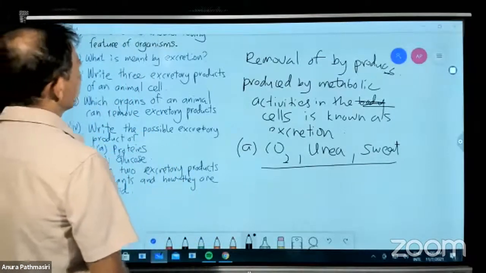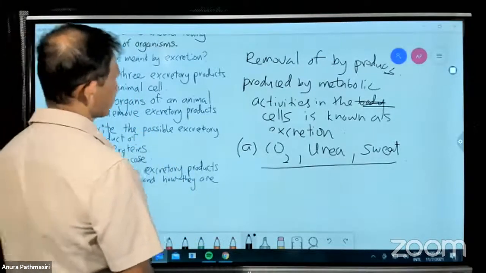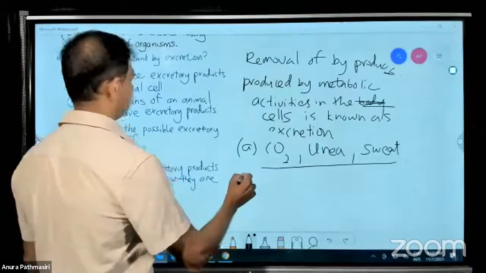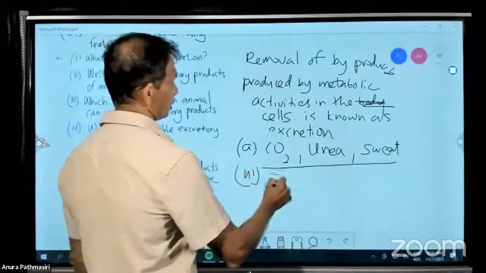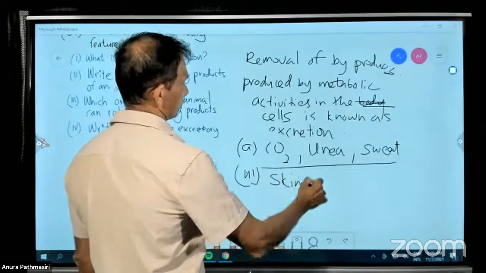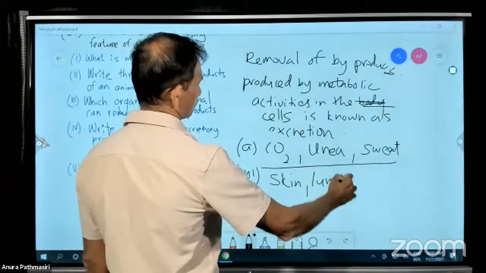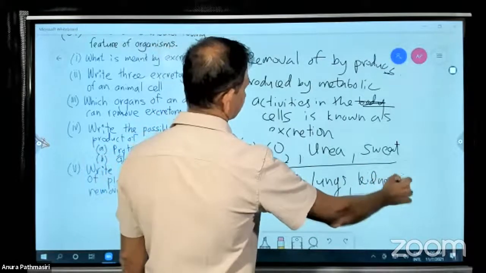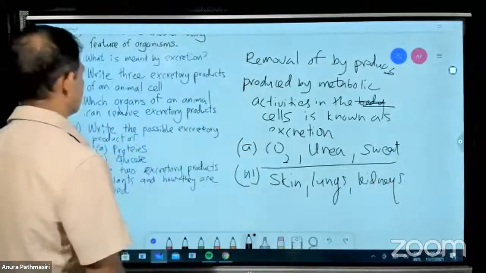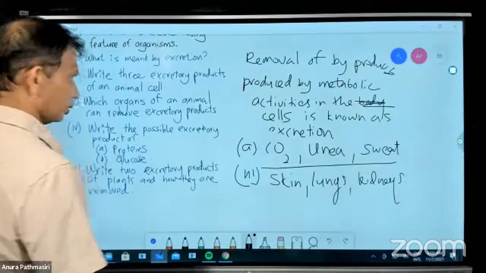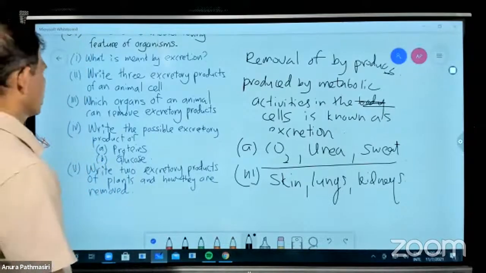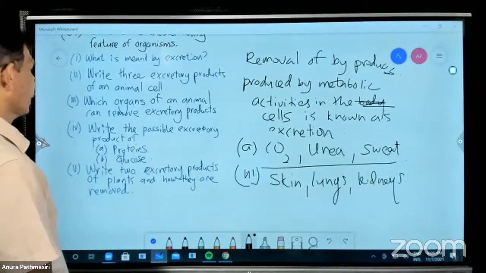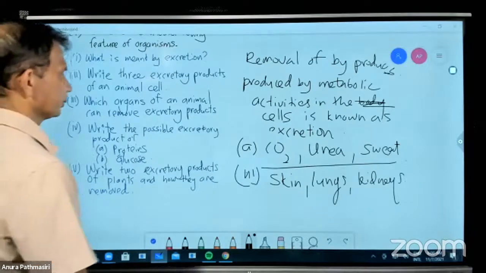Which organs of an animal can remove excretory product? Skin, lungs, kidneys. Right. Skin, lungs, kidneys.